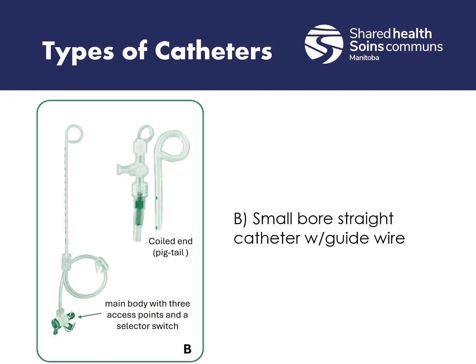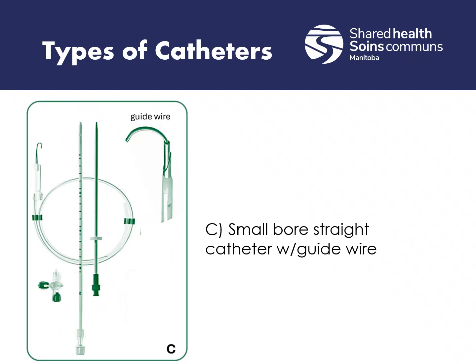For this one here, we have a small bore straight catheter. These are often referred to as pigtail catheters. These ones have a curled end designed to minimize tissue trauma and reduce the risk of dislodgement, so they can stay in the chest more securely. We could also have a small bore straight catheter, with the same idea.